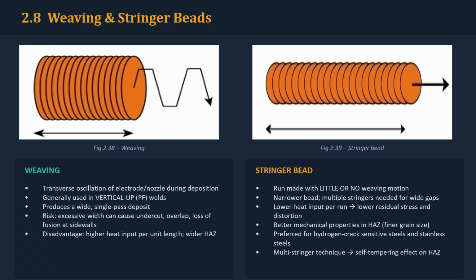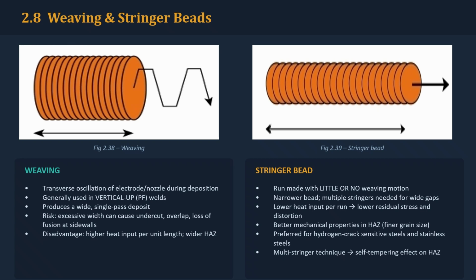The final technical topic in this section is the difference between weaving and stringer bead techniques. A weaving technique involves transverse movement of the electrode or torch during deposition. This allows the welder to cover a wider area with a single pass and can be useful where the groove or joint geometry requires broader coverage. However, excessive weaving can create problems. It can increase heat input per unit length, enlarge the HAZ and potentially contribute to defects such as undercut, overlap, or inadequate sidewall fusion if the technique is poorly controlled.